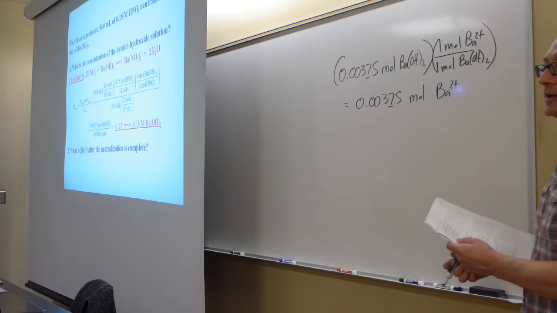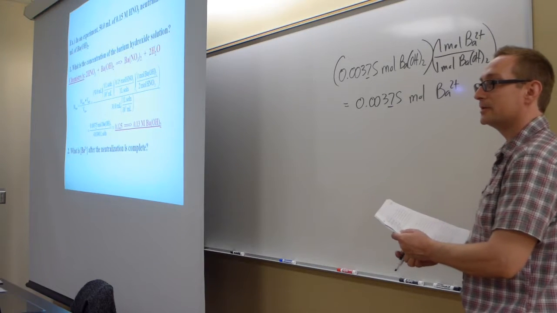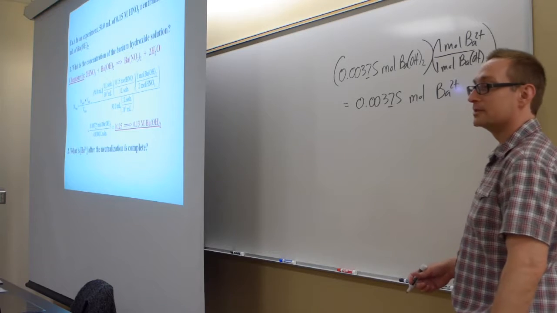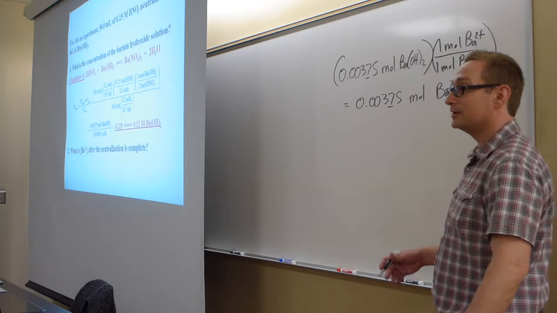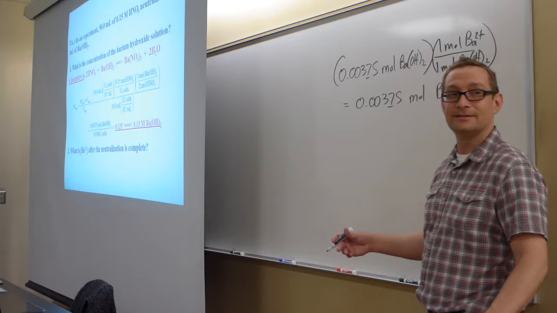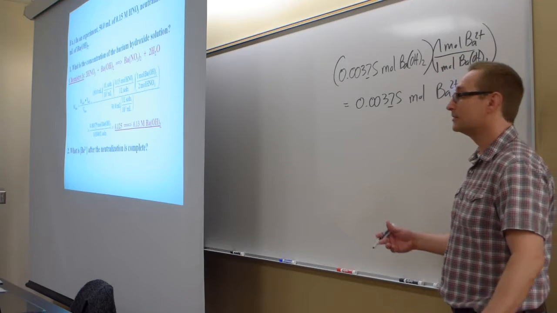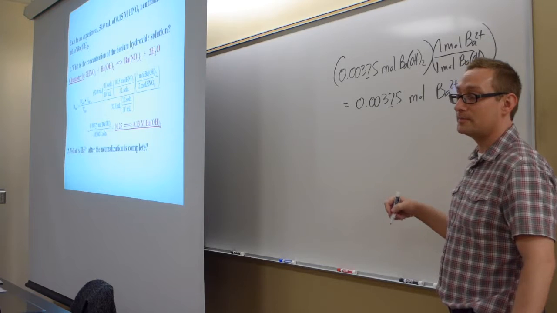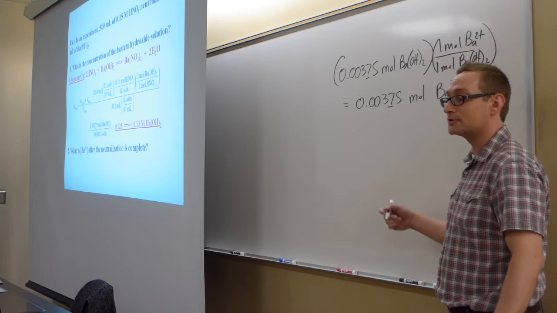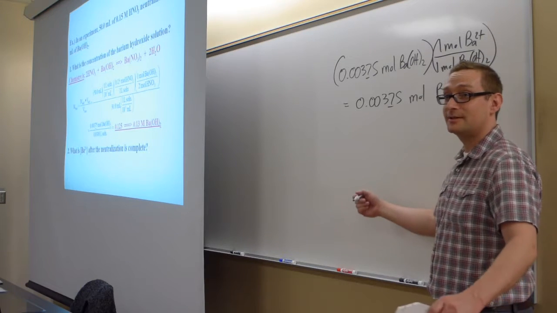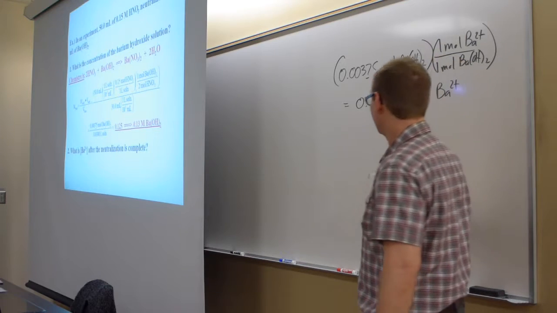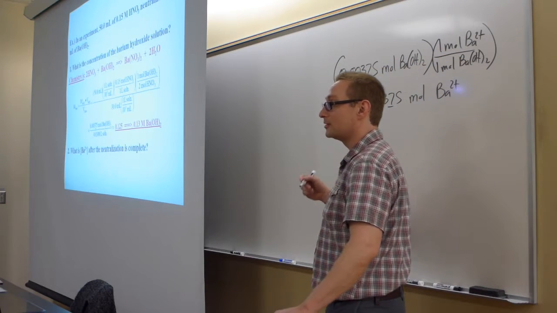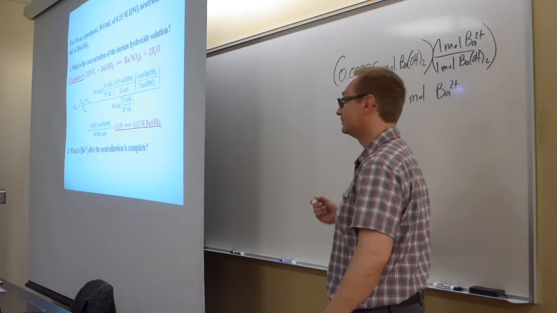Okay, and then how do we get the molarity? What volume do we divide by? Do we divide by volume? What are the units of molarity? Moles of solute per liter of solution. So here the barium ion is the solute, and the liters of solution is going to be after titration 80 milliliters, right? Or 0.0800 liters.